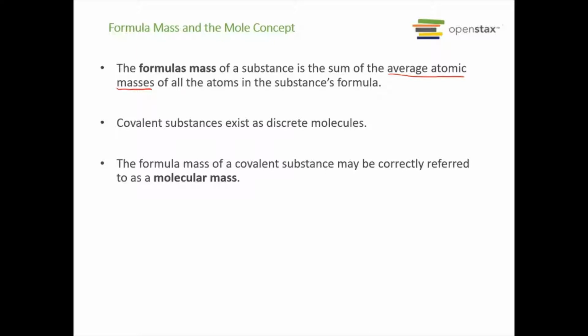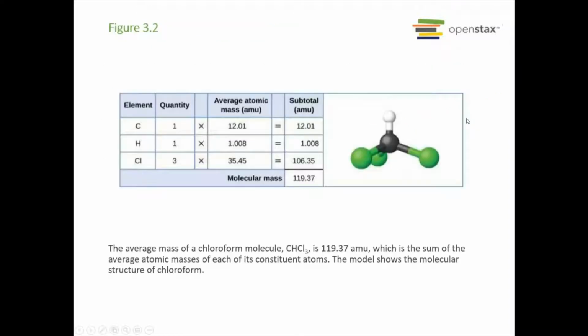A couple things to note: covalent substances exist as discrete molecules. So a water molecule is hanging out by itself, so they're individual molecules. If you have a thing of water, you have a bunch of H2Os hanging out. So the formula mass of a covalent substance can be called its molecular mass, because it has to do with the molecular formula.